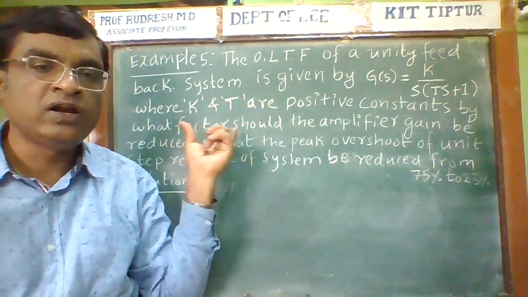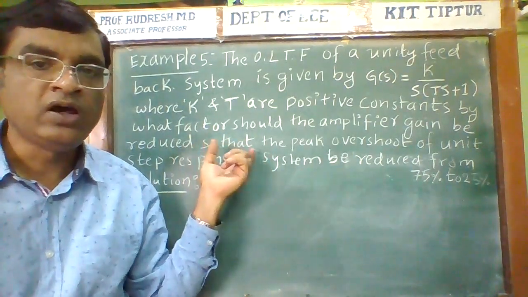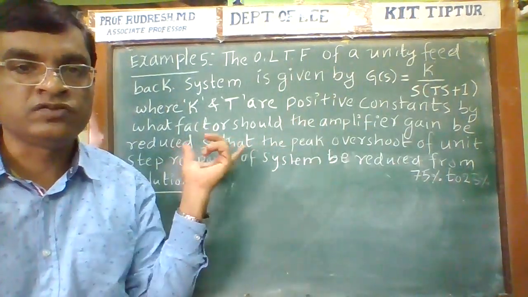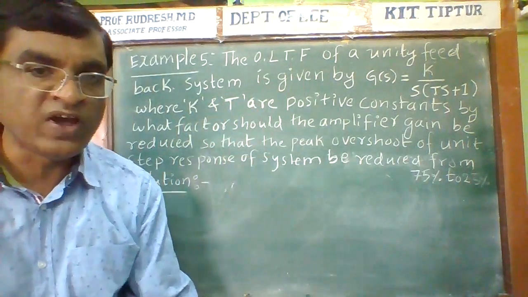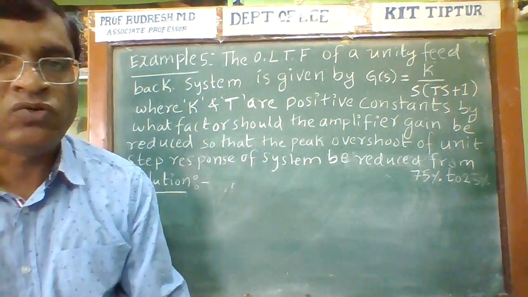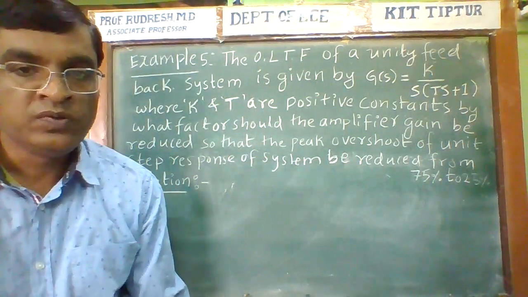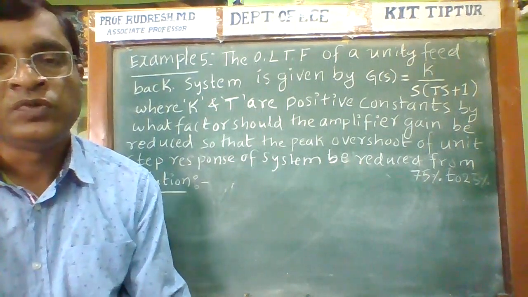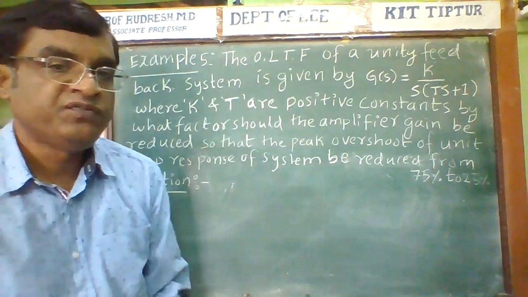Here K is called the gain of the amplifier, the gain of the system, and T is a positive constant. Here T is called the time constant of the second order system. Both are positive constants. By what factor should the amplifier gain be reduced so that the peak overshoot of the unit step response of the unity feedback system is reduced from 75% to 25%?